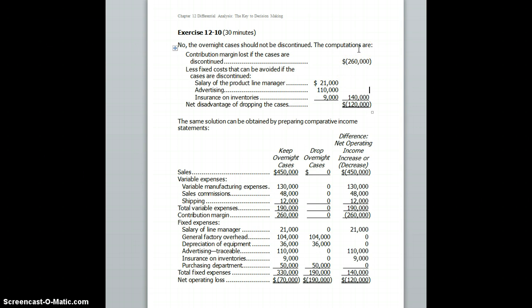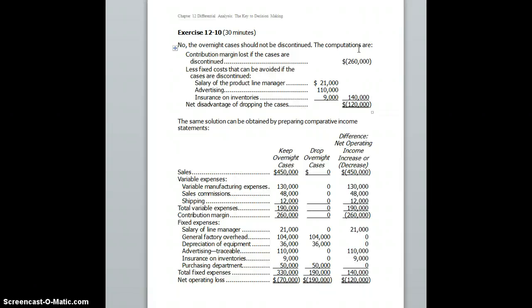The other costs that you still would have would be the purchasing department cost, the general factory overhead costs, and the depreciation of the equipment, which has no resale value. That equipment is going to depreciate, and you can't do anything else with it. You can't even sell it. If you could sell it, you could use that as a reason to potentially keep or get rid of the overnight product line. In this case, this equipment will just be scrapped, and you're going to have this depreciation no matter what. So that cost is in both alternatives.